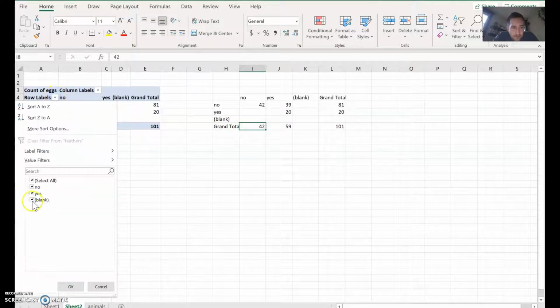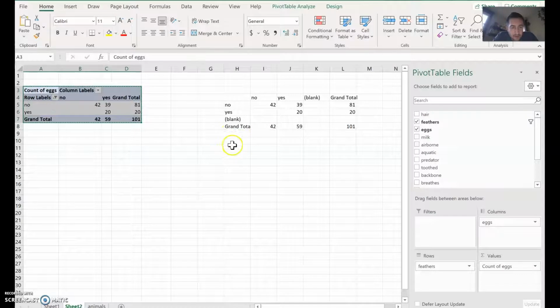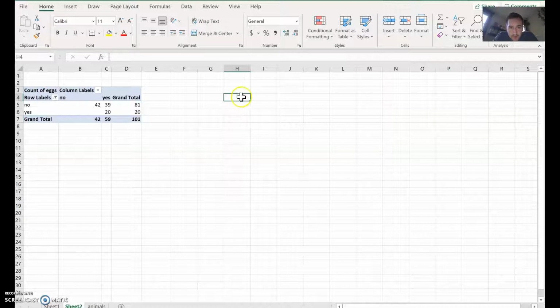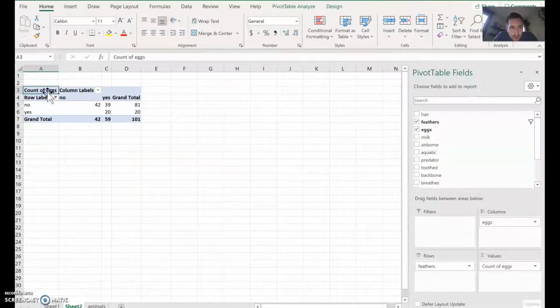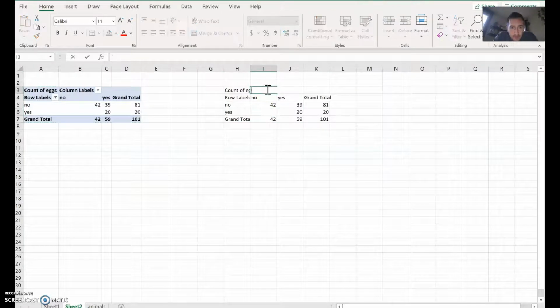Well, first, let me get rid of the blanks. Let's do this one. This one's better. Control C, Control V. Paste without values. So what you should do, and only you will be able to do this, is this was feathers or not, and then do they lay eggs or not.